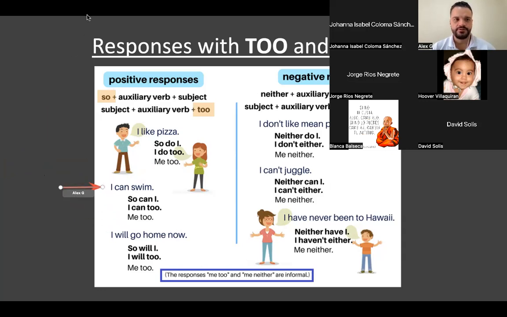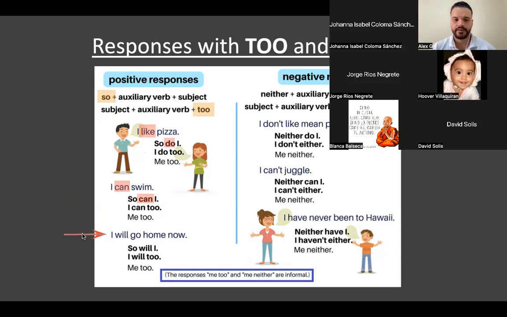So now you can see that we are not using a verb. Now we are using the modal verb can. So we have to respond with can. When we use a regular verb, we respond with the auxiliary do. Okay. What about the last one? Hoover, can you please read the last one?